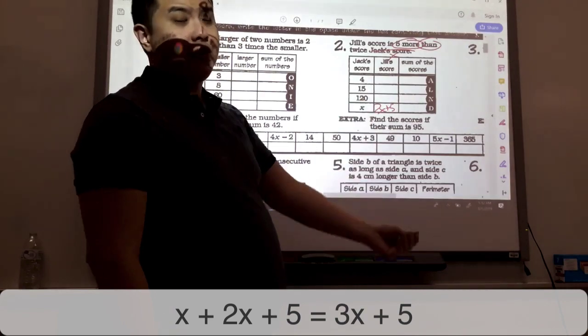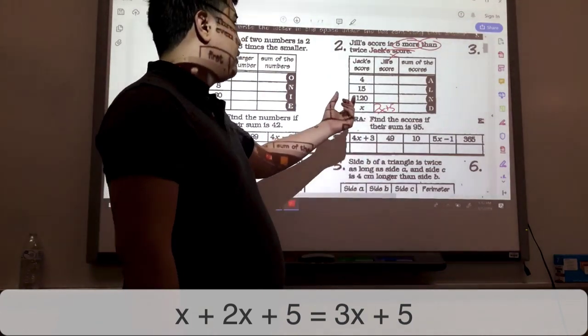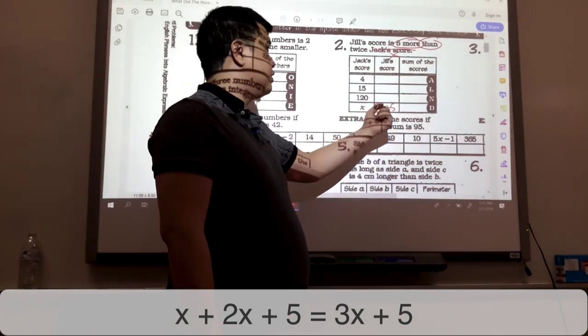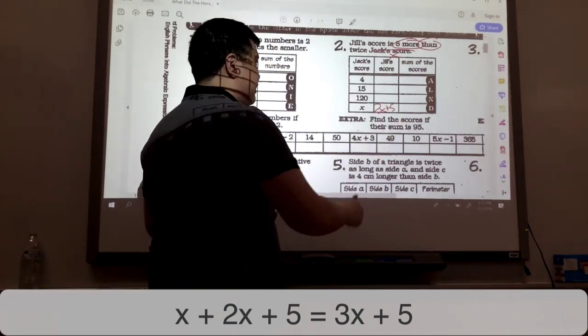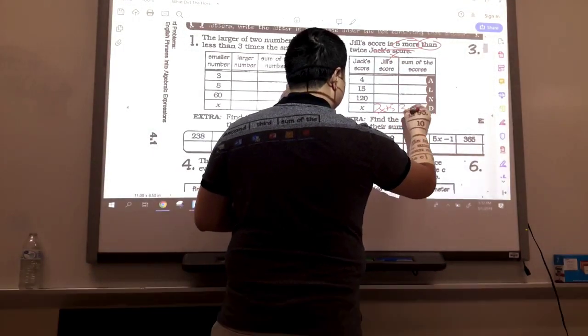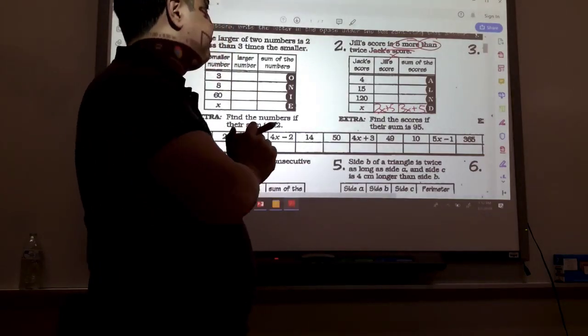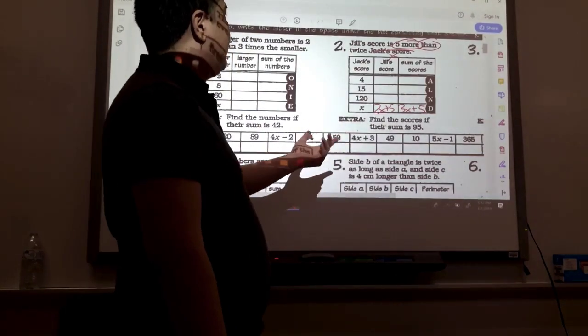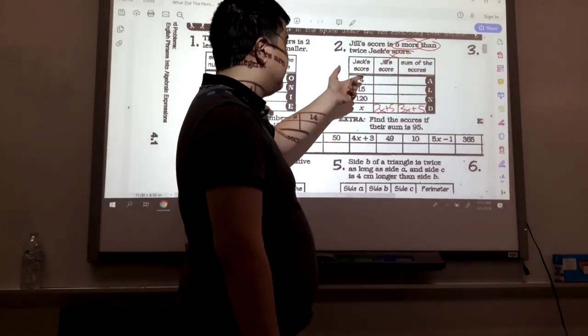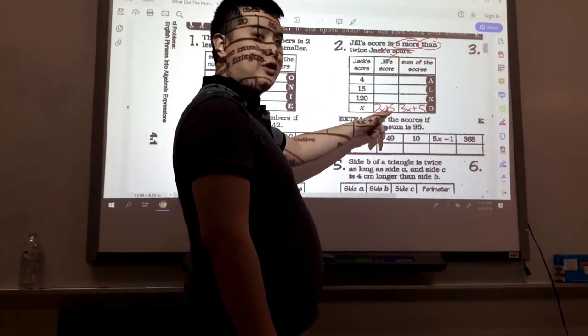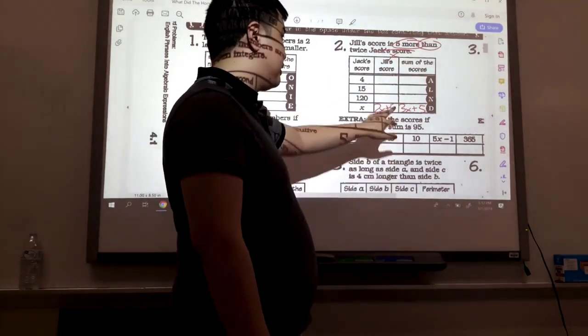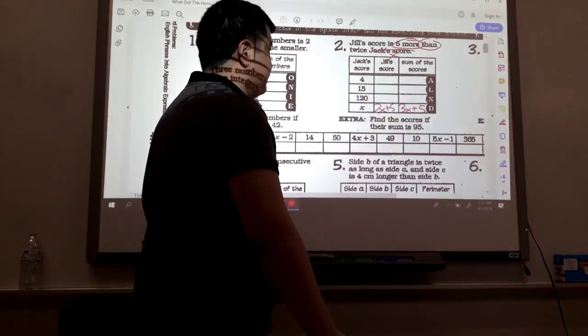If we were to add those two together, if the smaller number, or Jack's score, is x and Jill's score is 2x plus 5, if we were to find the sum of their scores, it would be 3x plus 5. Okay? Now, from here, if Jack's score was 4, then we simply plug in 4 into this expression to find Jill's score, because this is the expression for Jill's score.